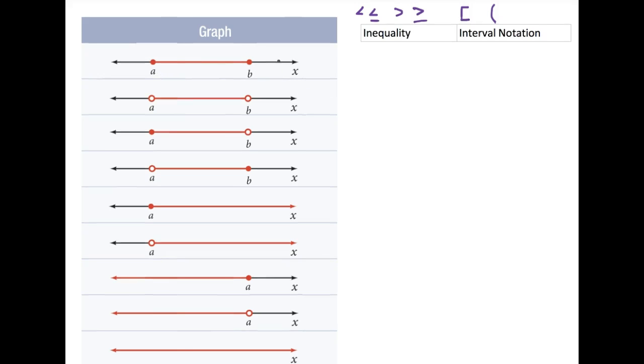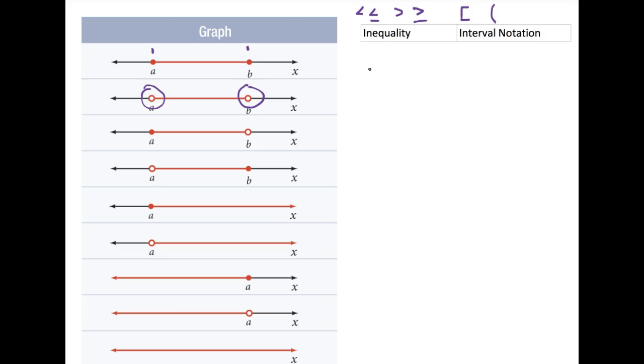So this first one is from A to B, everything from A to B, including A and B. So these two dots here represent the fact that we are including A and B. When it's an open circle, like it is right here, that means we are not including A or B in those cases.